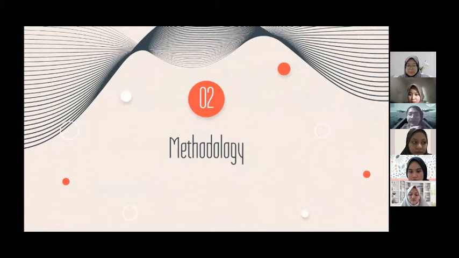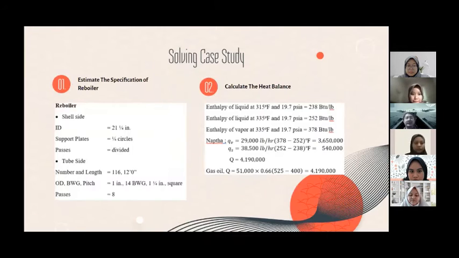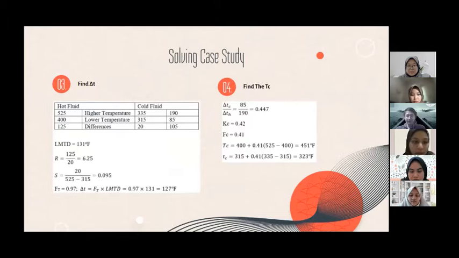So the next one is methodology. Here's the flow chart to solve the case study. Next. For solving the case study, first we have to estimate the specification of the reboiler, then we have to form the shell side and also the tube side. The second one is to calculate the heat balance, and then find the delta T, and the fourth step is to find the Tc.